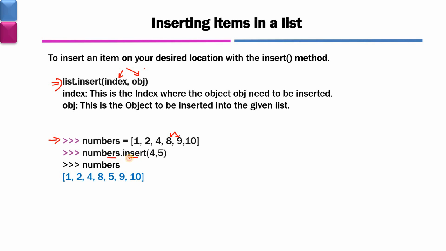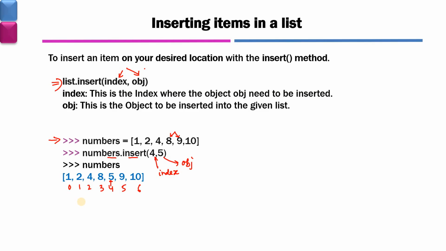numbers is the list name, dot insert is the method. Within brackets I will write 4. This 4 means the index position where I want to add, and what you want to add is 5. So 0, 1, 2, 3, 4. At index 4, that means between 8 and 9, I will add 5. So if you just put numbers, then the whole list will be shown like this.